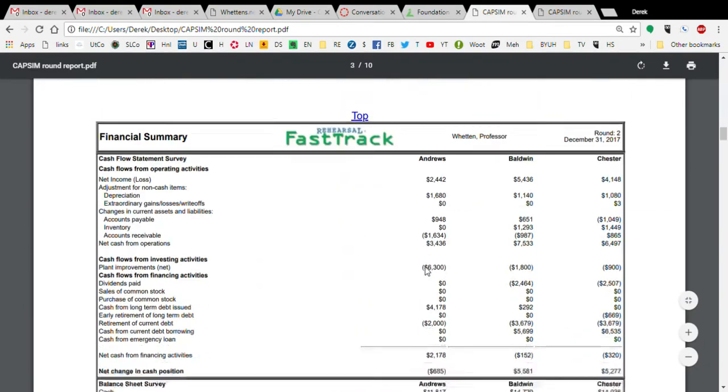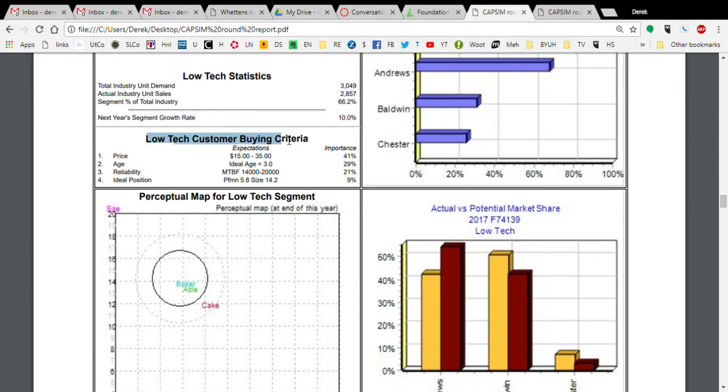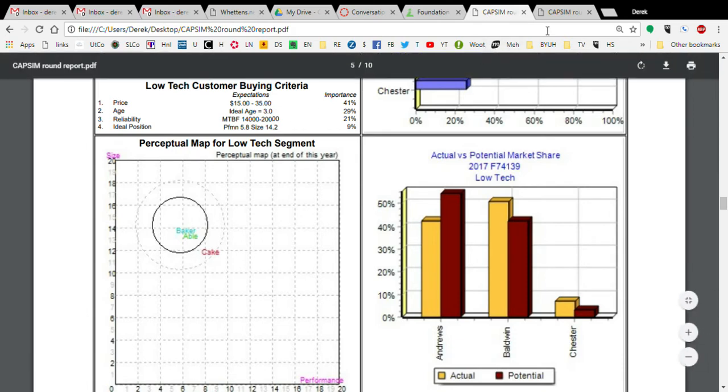We go here to the low-tech market segment analysis. Tells us our customer buying criteria. Their first concern is the price is in that range. Second is the age is at 3 years old, MTBF, and then the lowest is the ideal position. This perceptual map, as long as our product is in that circle for the low tech, which our Able product is right there, as long as we're in that circle, then we're okay. We're going to focus more on these others, the age and the MTBF.